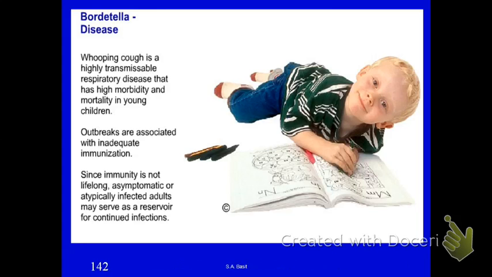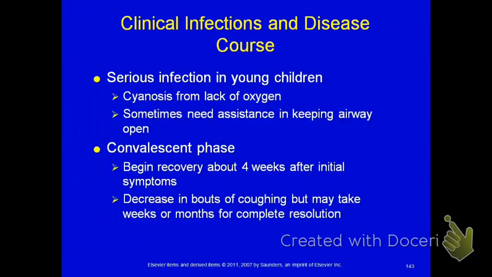So, whooping cough is a highly transmittable respiratory disease, and it has a high morbidity and mortality among young children. So, if children are inadequately immunized, they are predisposed to have it. Since immunity is not lifelong, asymptomatic or atypically infected adults may act as a reservoir so that the infection is continued. So you could never tell if someone is a carrier because they appear to be healthy. So in order to protect your child, you might as well have them immunized with DPT.